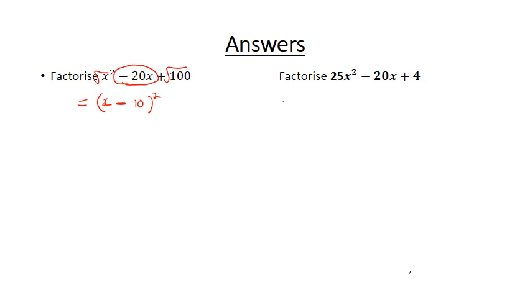In my second example, alright, I've got 25x squared take 20x plus 4. Again, my middle term is a negative, so I'm going to write a negative in the middle. Alright, square root of the first term becomes 5x, and the square root of my last term is in fact a 2. So my answer would be bracket 5x take 2, bracket all squared.